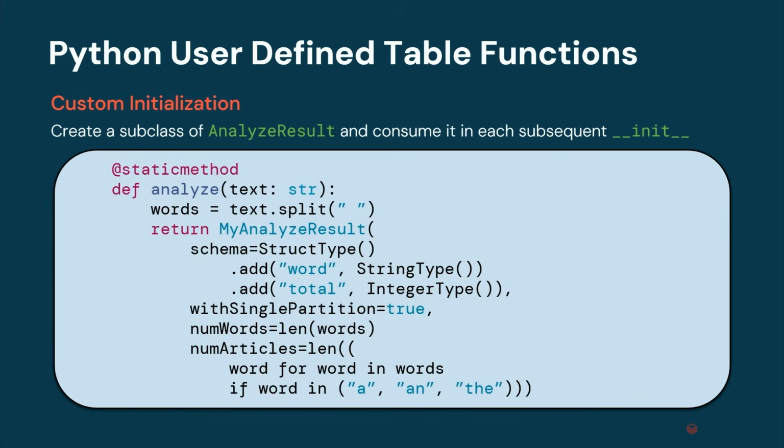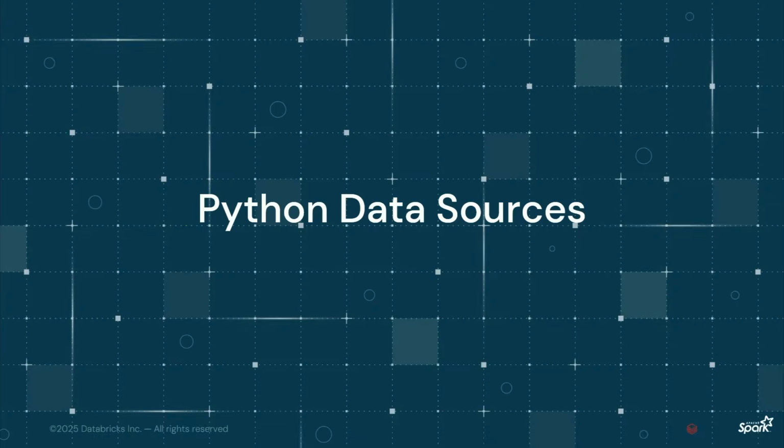This is kind of what it looks like. Your analyze method can take arguments, look at them, say, okay, I have certain things to do, figure out the schema, and then return this subclass with a schema in it for that call, and some other metadata in there. All that will get passed into the eval method. Cool. So that's Python user-defined table functions. Give it a shot. Okay, next thing, Python data sources.